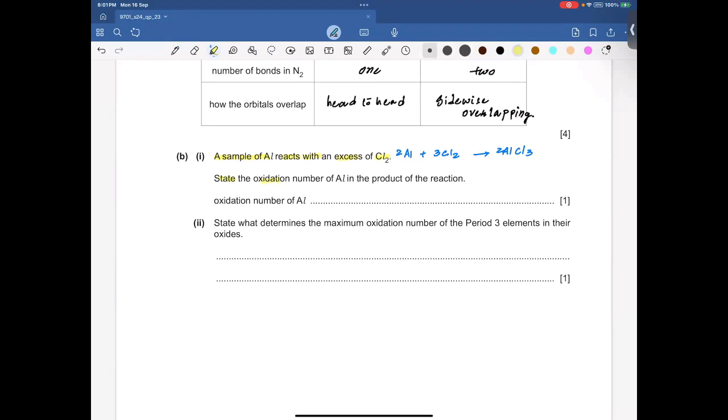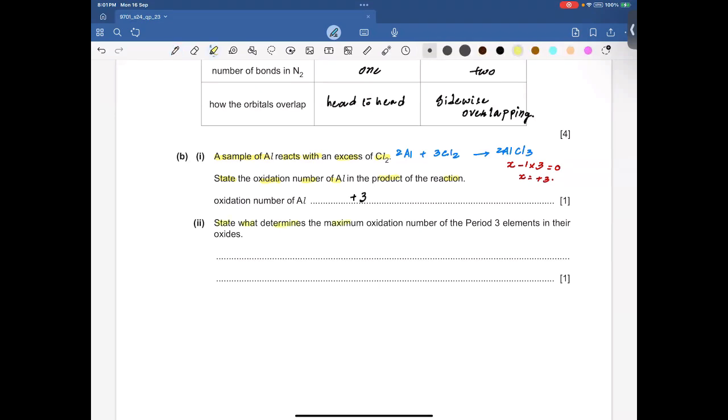Now state the oxidation number of aluminum in the product of this reaction. So that's the product, and we need to find out the oxidation state of aluminum in this. It's very easy. Let's suppose aluminum is X. The charge on the chlorine atom is -1. We have 3 chlorine atoms, so times 3. Since AlCl3 is neutral and has no charge, the sum equals 0, so X is going to be +3. So the oxidation state of aluminum in this molecule is +3.